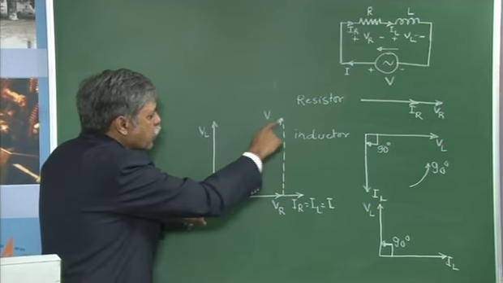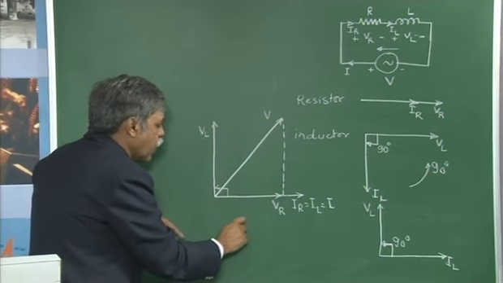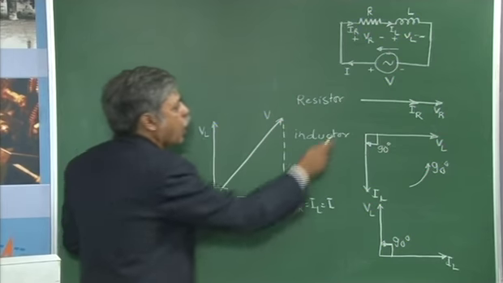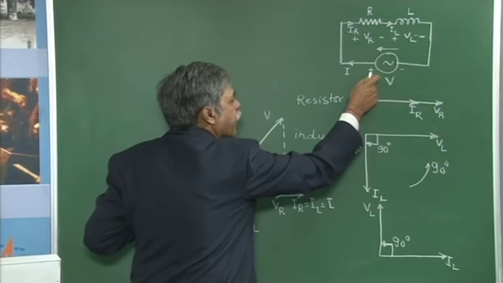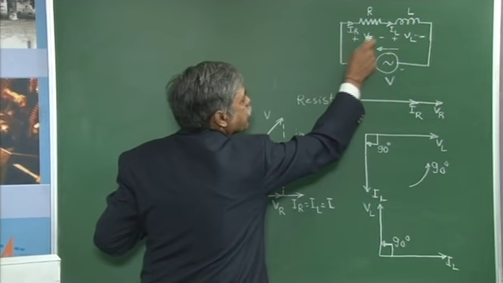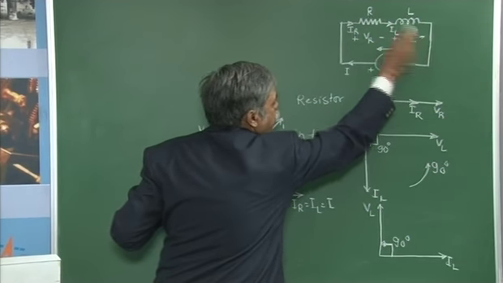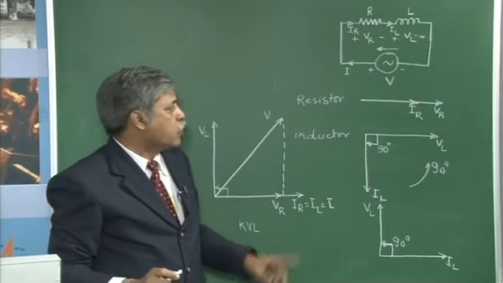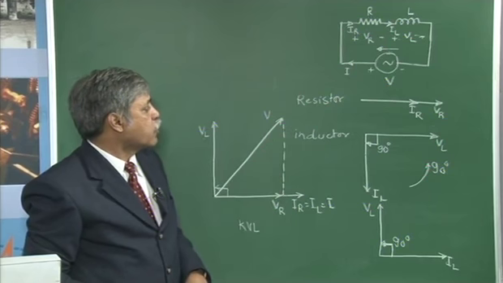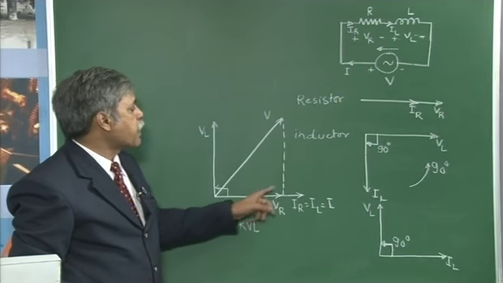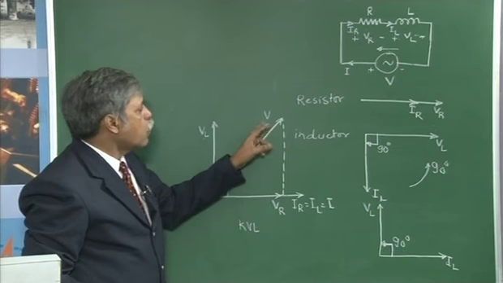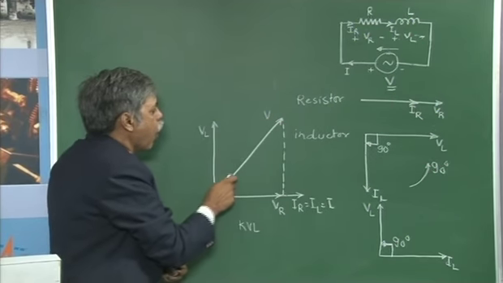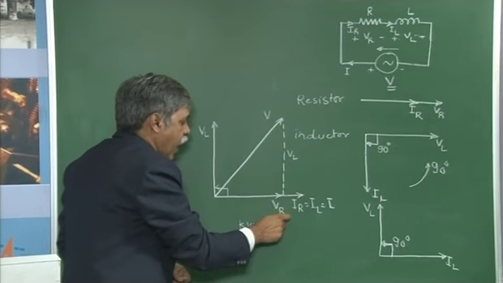In finding out the total voltage I am using Kirchhoff's voltage law for the circuit. As per the Kirchhoff's voltage law, when I move from this point to this point, it is a potential rise. So, this is a potential drop, this is also a potential drop. Therefore, the sum of the potential drops in a closed loop is equal to the potential rise. That is what Kirchhoff's voltage law says. So, as per the Kirchhoff's voltage law, the total voltage applied across the combination V is the vector sum of VL and VR.